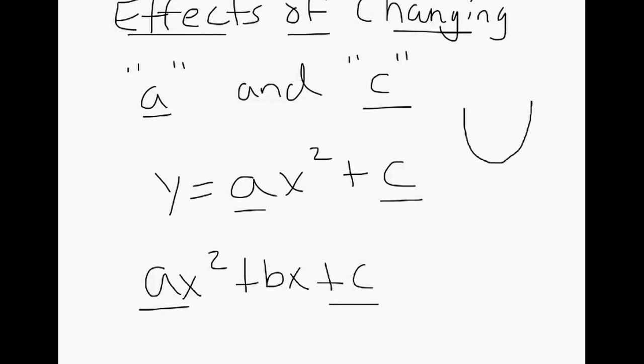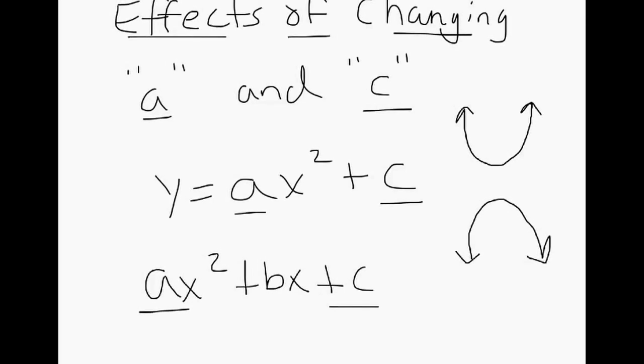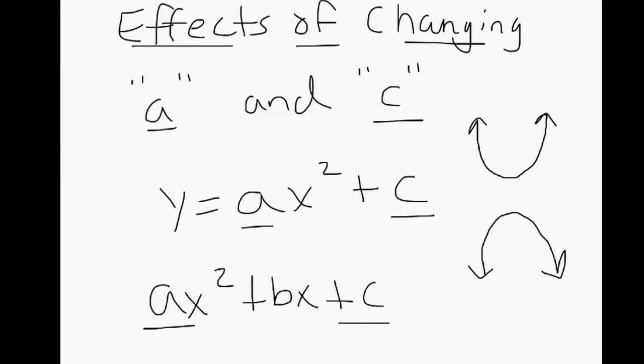We learned that a quadratic makes a graph that looks like this, or even sometimes like this. And we're going to learn in today's lesson what happens when we change the number for A and what happens when we change the number for C.